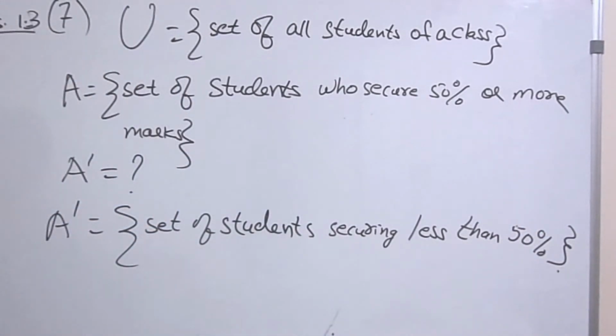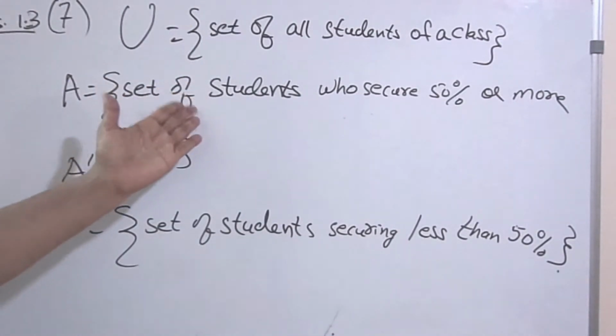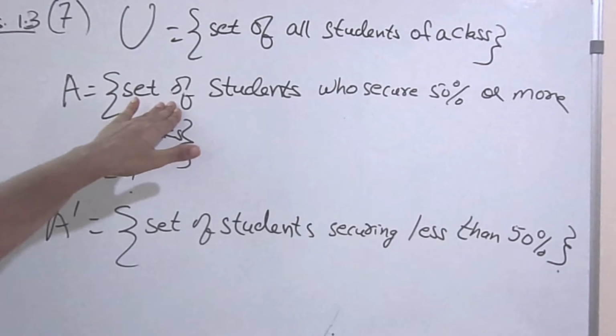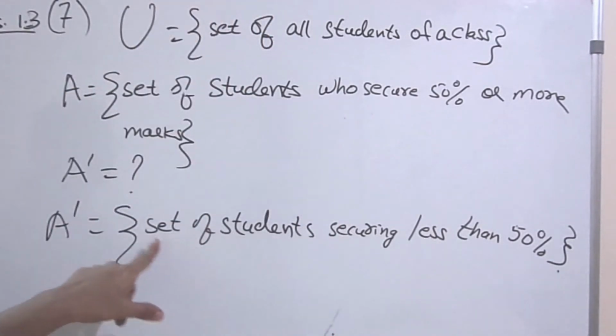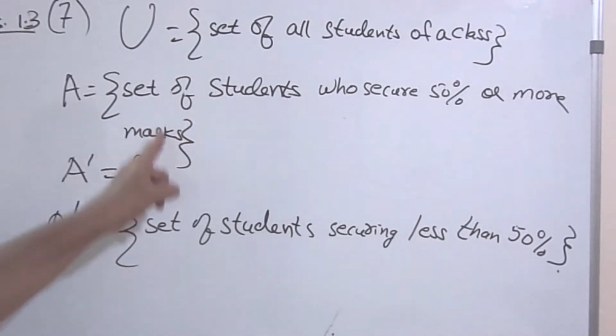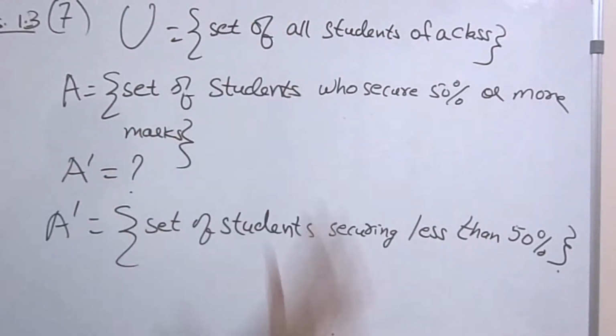Have you understood? A is 50% or more. So A complement will be what is not there in A, but is there in the universal set. So A is 50% or more, and this is the less than 50% set of students. So we have completed practice set 1.3. Now, let us go to the next topic.